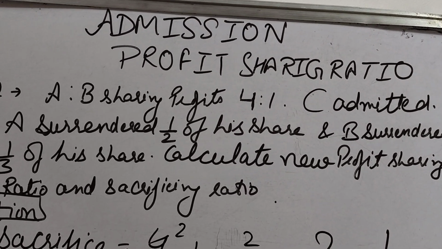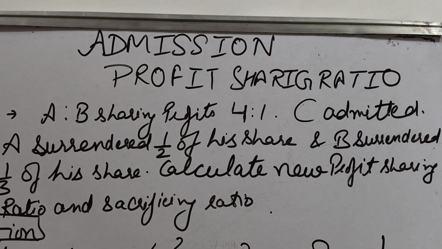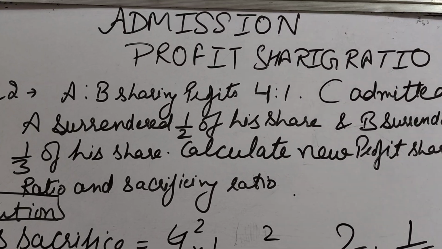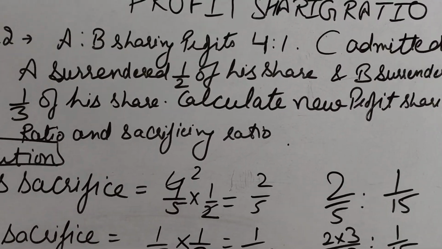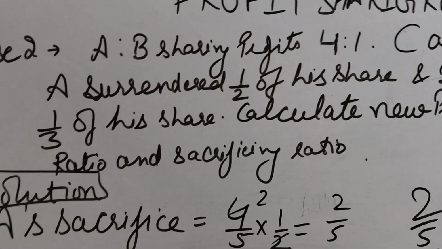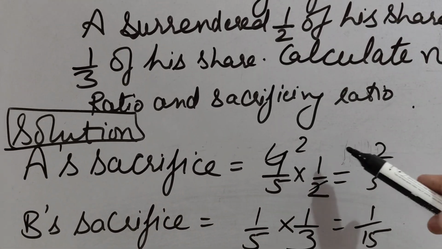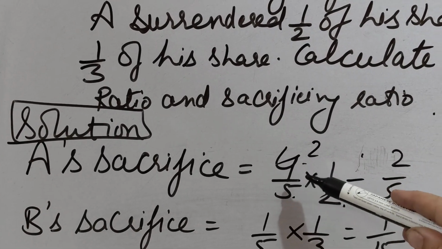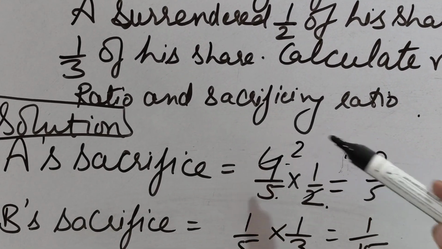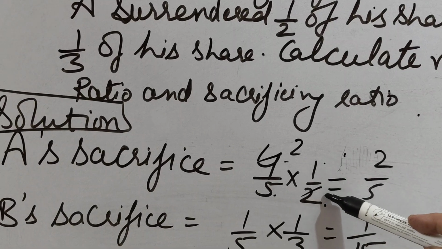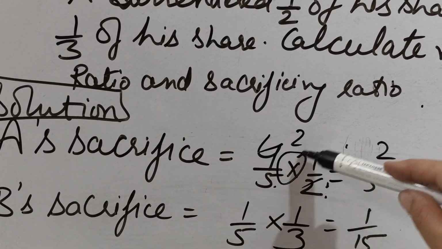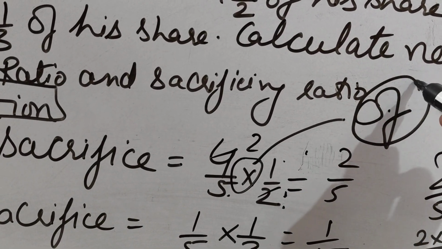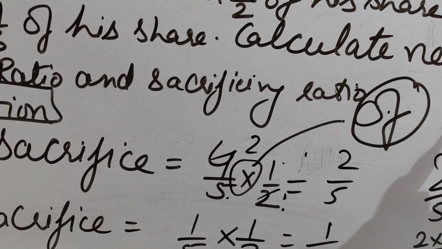As given in the question, A surrendered one half of his share. So A's sacrifice here is one half of his share. What was his share? That was 4 by 5. So we need to multiply. Keep in your mind that whenever "of" is given, you have to multiply.